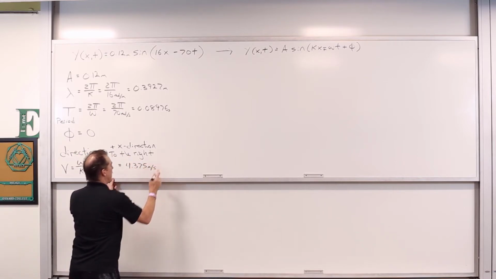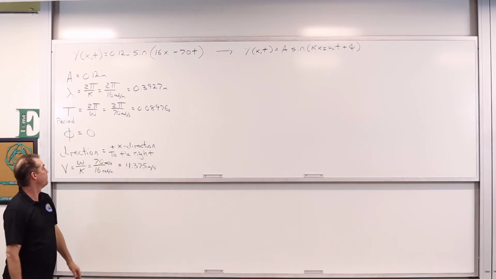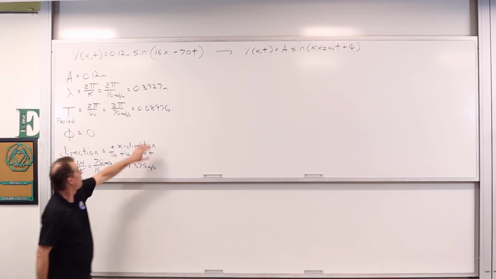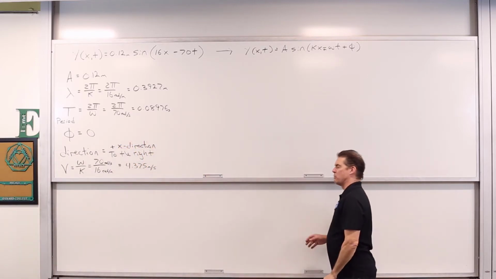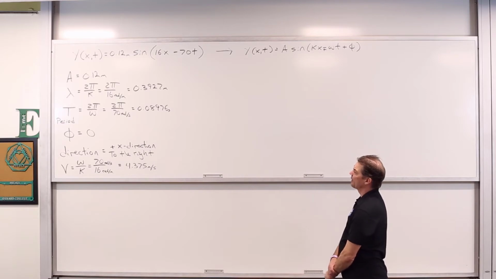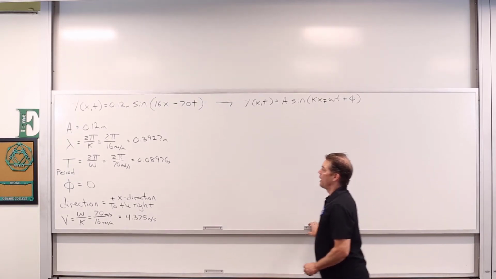4.375 meters per second. So the wave traveling at this rate to the right has a period of just about 0.09 seconds and a wavelength of really close to 40 centimeters. Amplitude 12 centimeters. And there we go. Some pretty simple things to ask about it. So then we go on.